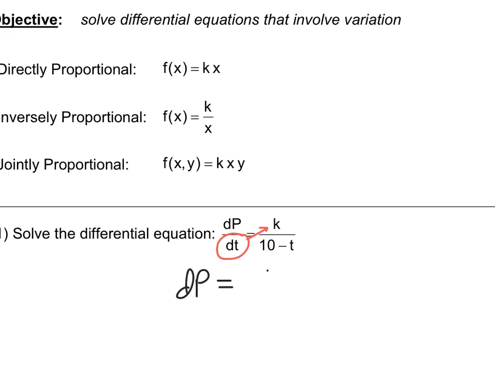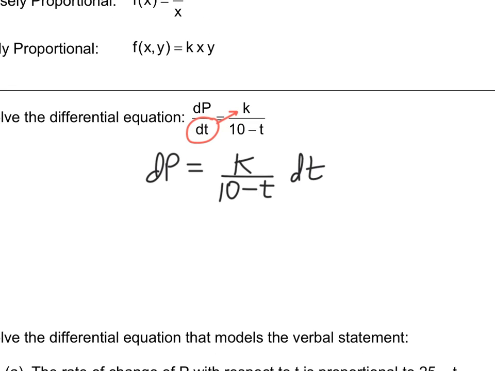All right. So k over 10 minus t dt. Now you don't have to write this, but there is an assumed coefficient of 1 for the dp. So I'm going to throw that in there just to remind myself that I am taking the antiderivative of something on the left-hand side. It doesn't just magically become a p. It becomes a p because I'm taking the antiderivative of 1. Antiderivative of 1 normally would be x, but since the variable here is p, it would be just the p.